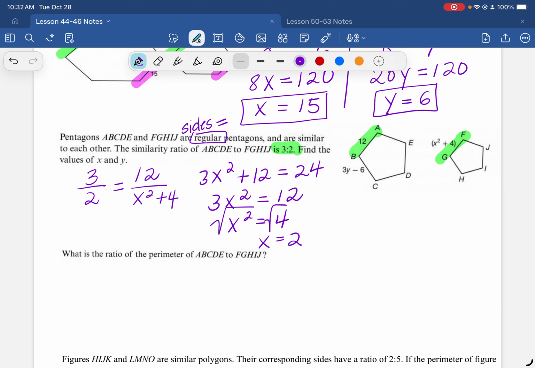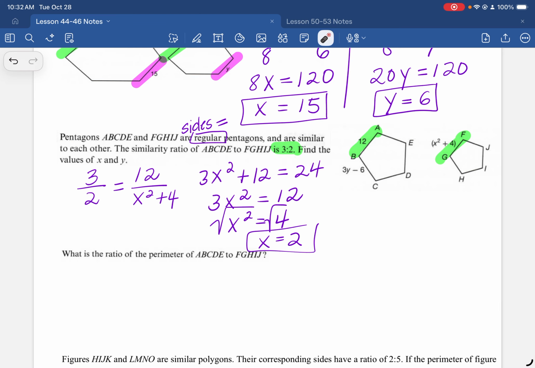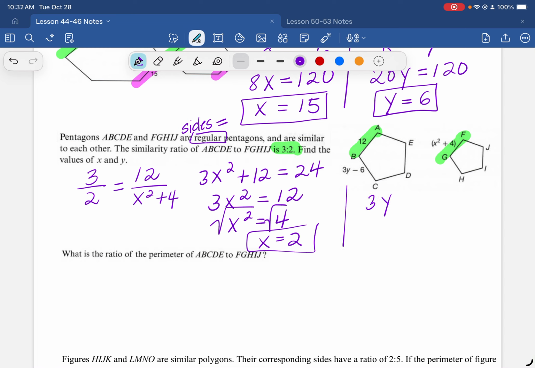Now, don't be tempted to box that because that's not what they're asking for. Well, actually, yes. Find the values of x and y. So we found x, but now we have to find y. And that's where regular pentagons comes into play, telling us that the sides are equal. So if this is 12, this is also 12. I can set this equal to 12 to find y. 3y minus 6 equals 12. Add 6 to both sides, I get 18. Divide by 3, and I get y equal to 6.